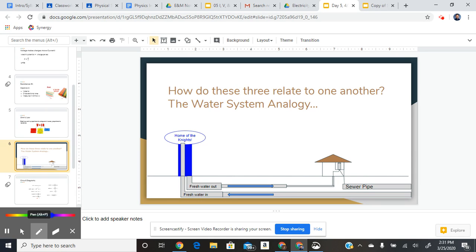I'm only going to show you one analogy here. I have a water system analogy. If we think of water in the city of St. Michael going to your house, and we think of this whole thing as one giant circuit, the water tower here would be like your battery.